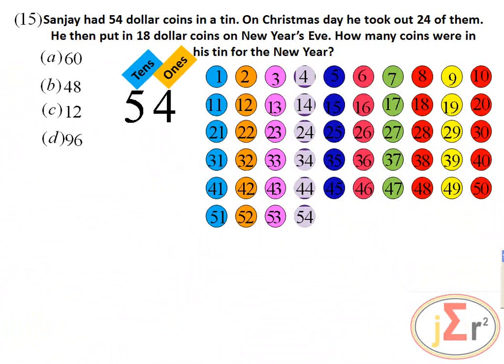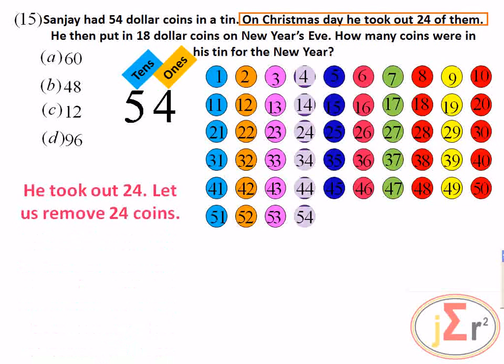54 coins. On Christmas Day, he took out how many of them? 24. So you are going to take out 24 of those coins, Jerry, and see what happens. When we take out the 24 coins, will the number of coins get more? Less. It will get less. Jerry did not even say no. He went straight to say they will get less. So the coins will get less.